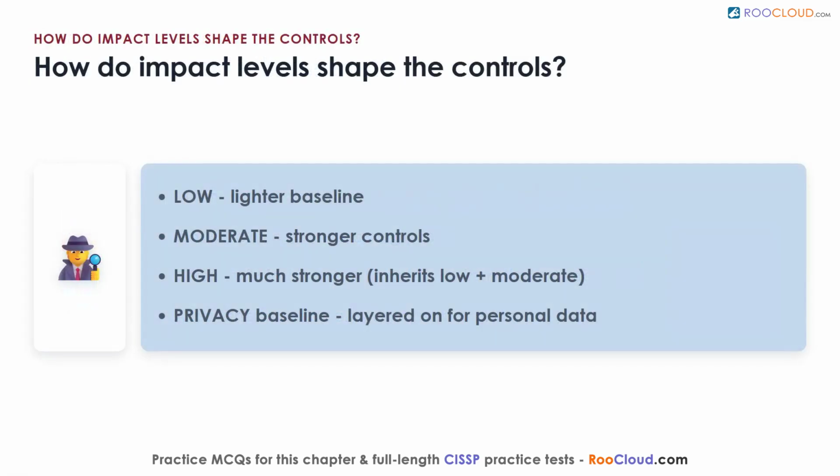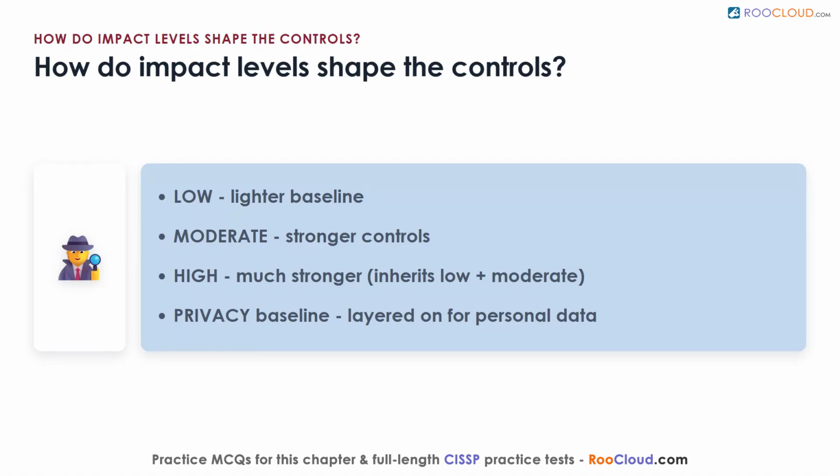How do impact levels shape the controls you pick? By matching the strength of protection to what is at stake. A widely used framework sorts systems into low, moderate, and high impact, based on the harm a compromise would cause. Low impact gets a lighter baseline, while high impact stacks on much stronger controls.